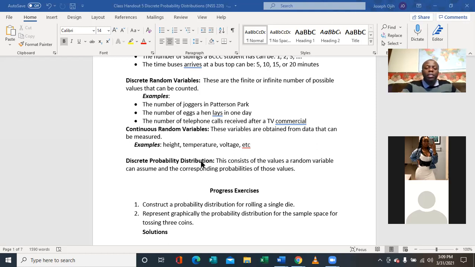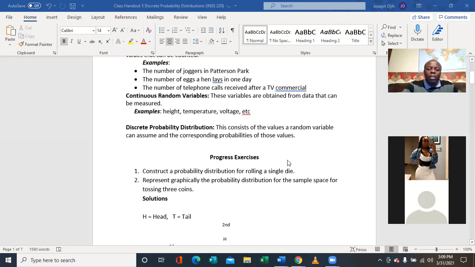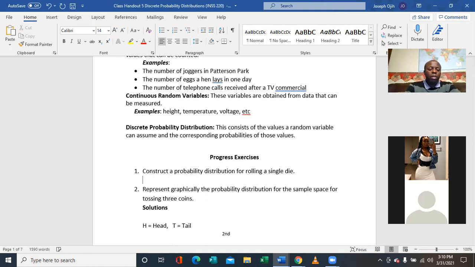Now, a discrete probability distribution consists of the values that a random variable can have and their corresponding probabilities. That's what we call a discrete probability distribution. Usually an example is more explanatory than the theories. At least the theories give you the background information you need to know before the exam. So let me use a few examples to illustrate the discrete probability distribution.